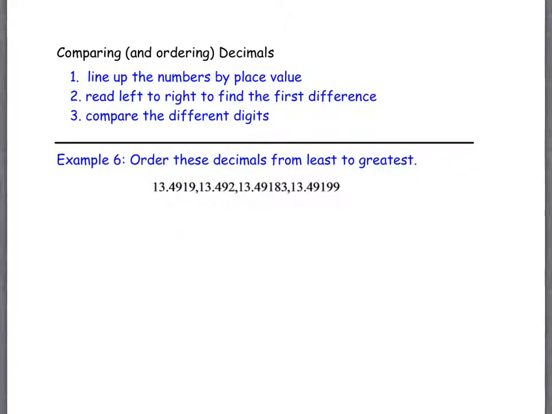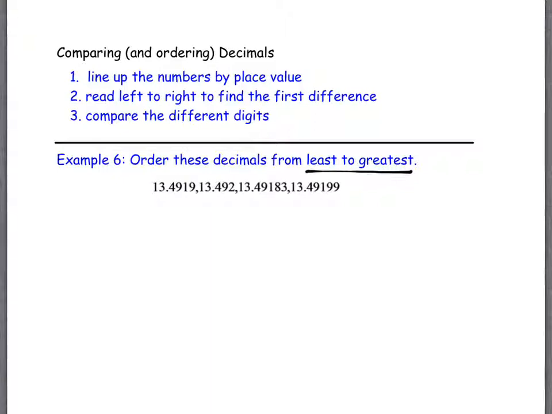All right, the next thing we're going to look at is comparing or ordering decimals. So this is putting them in order from least to greatest or greatest to least, whatever the directions say. This one says least to greatest. The idea is to line up the numbers by place value. In particular, line up the decimal points usually. And then, reading from left to right, find the first place where they are different, and use that to compare your values.